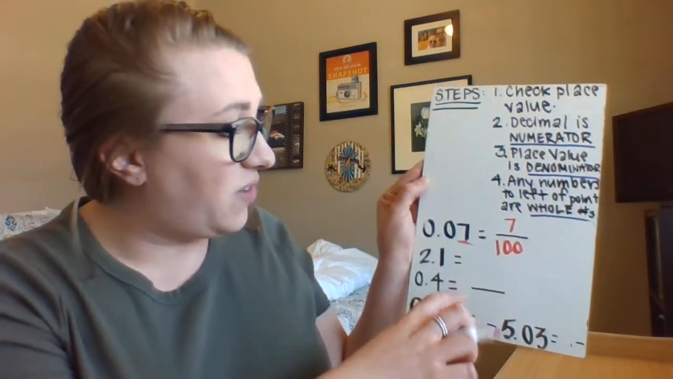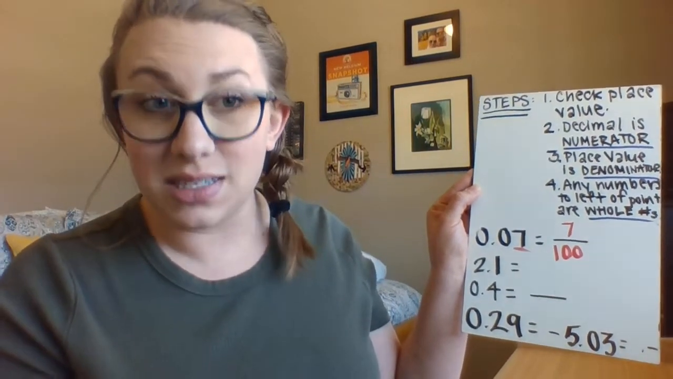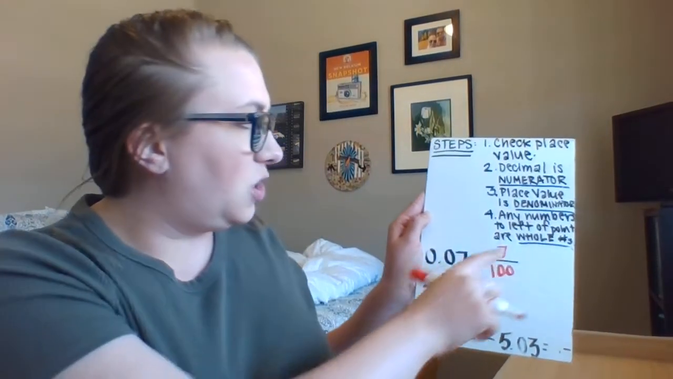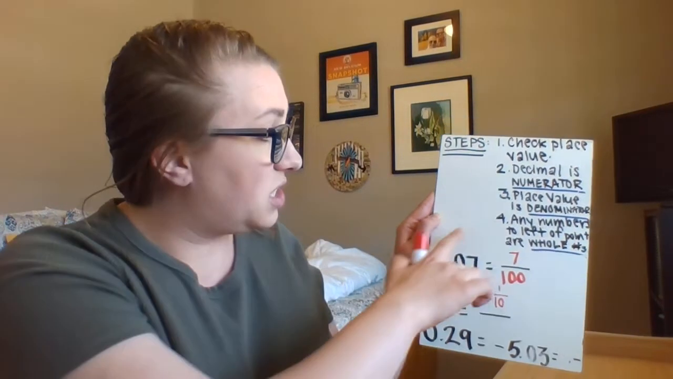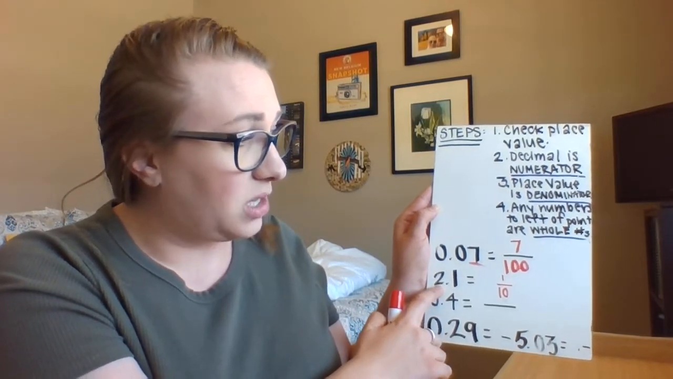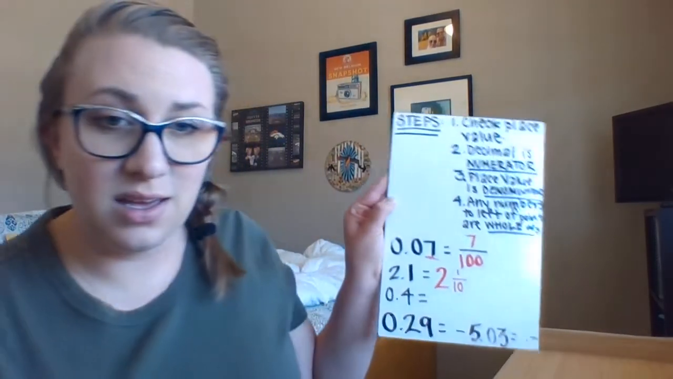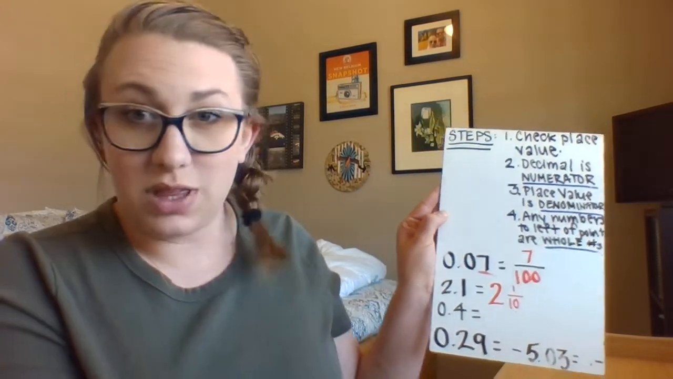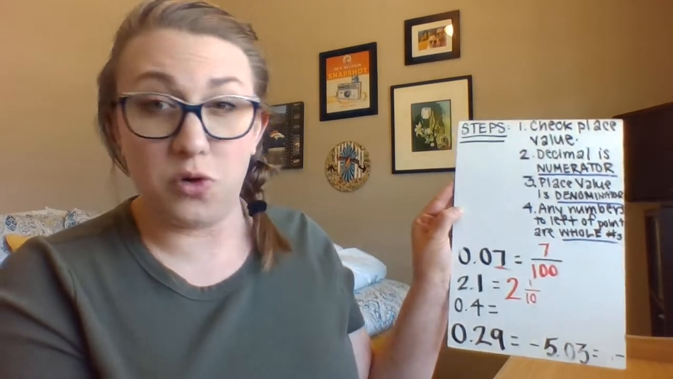Here's a new one. 2.1 or 2 1/10. Let's check the place value. I see there that it's tenths. Okay, what's my numerator going to be? Well, the decimal is a 1. So I know that I have 1. My place value is the denominator, 10th. Okay. And then step 4 comes into play here, because there is a number to the left of the decimal point. What's that whole number? It's a 2. So this answer is 2 and 1/10.